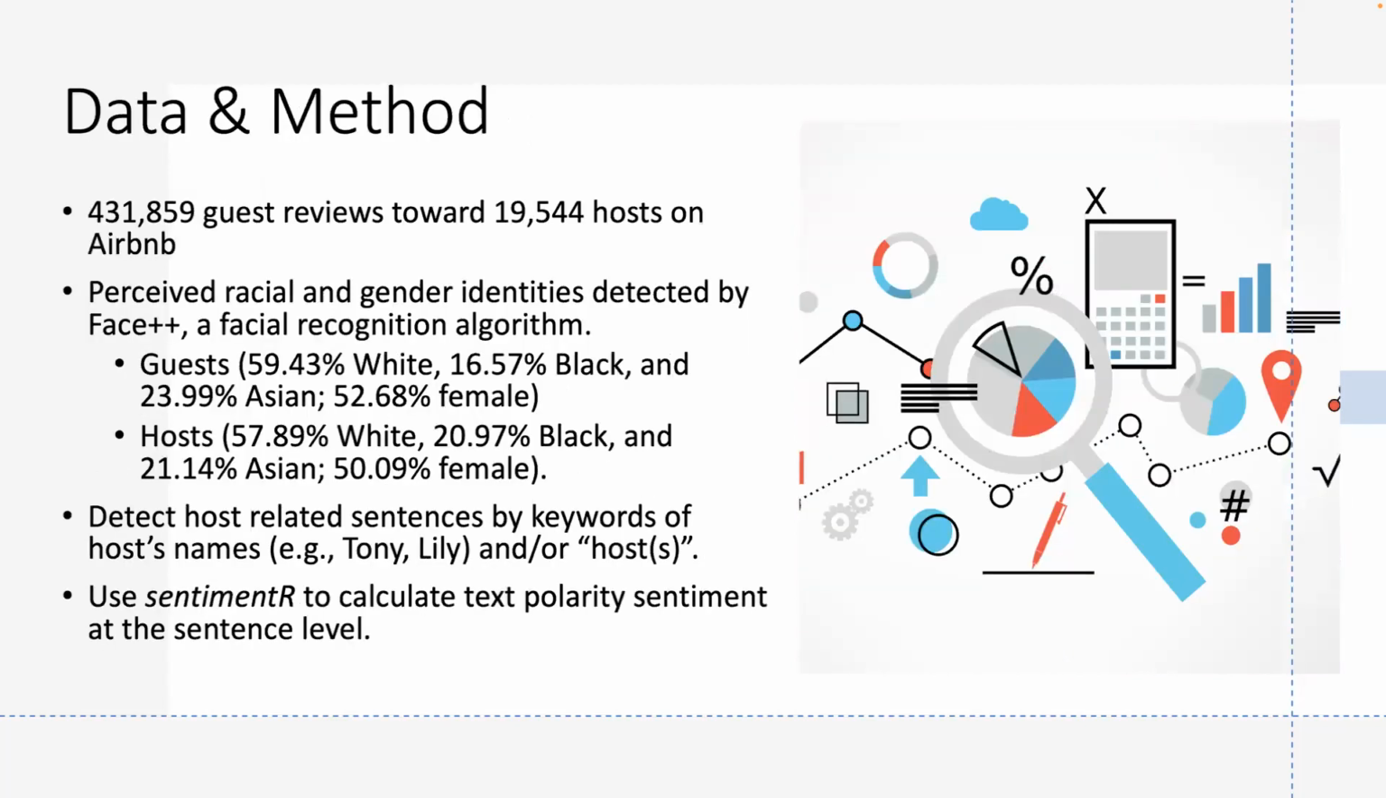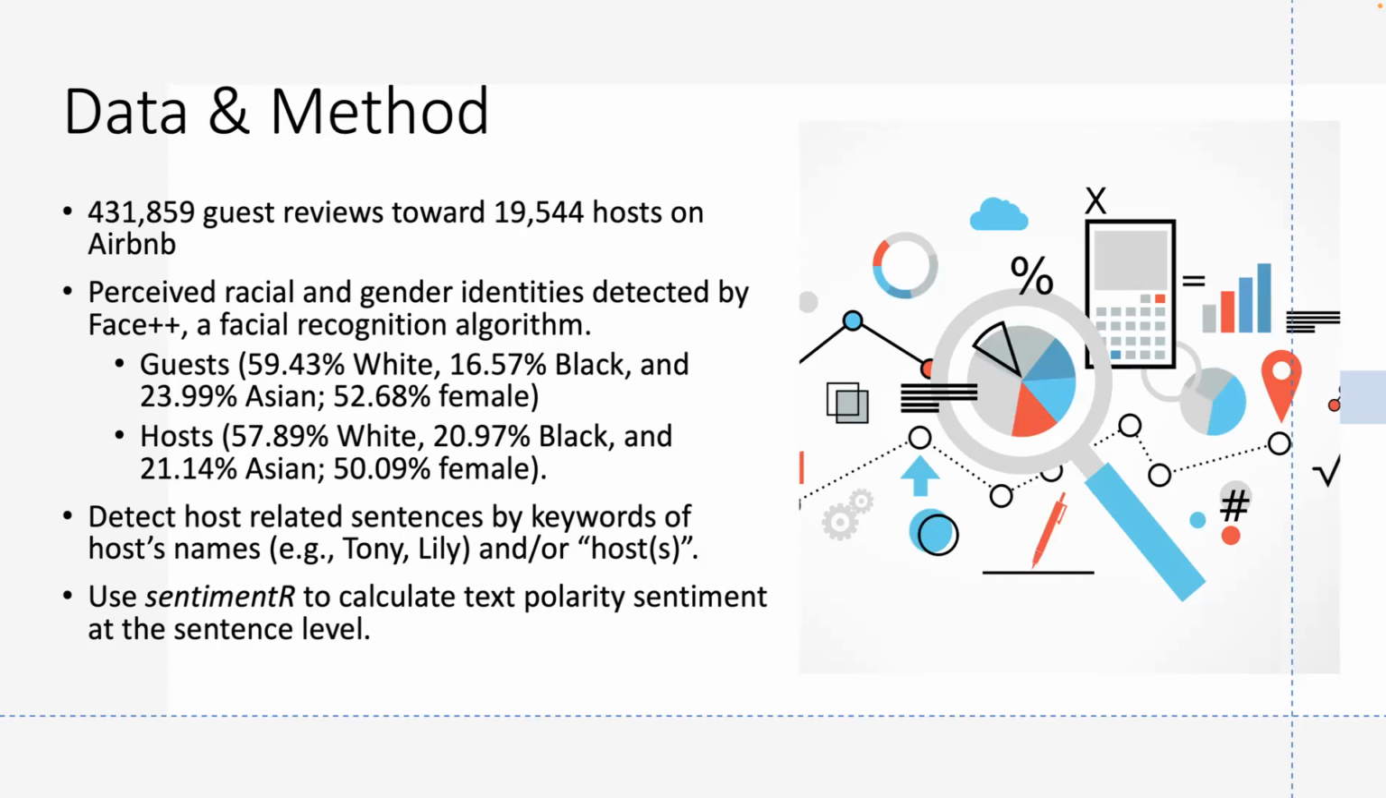All right, let me quickly talk about the data and method. We've gathered a large data set of around 430,000 guest reviews that were directed toward about 20,000 hosts on Airbnb. And we used a facial recognition algorithm to detect perceived racial and gender identities of the hosts. To detect host-related sentences, we used keywords like the host names, such as Tony or Lily, along with the term host, to identify sentences related to the hosts.